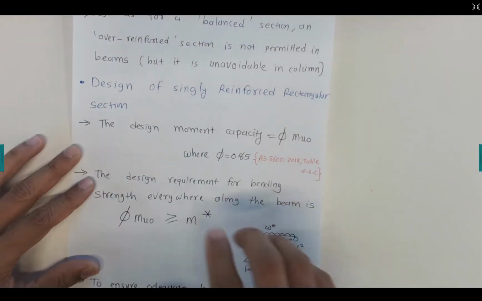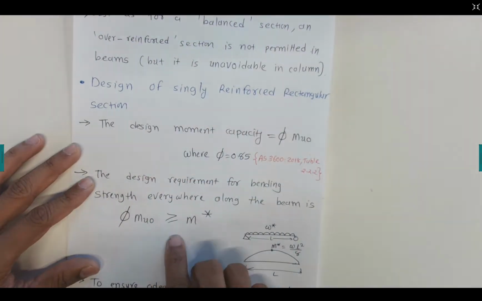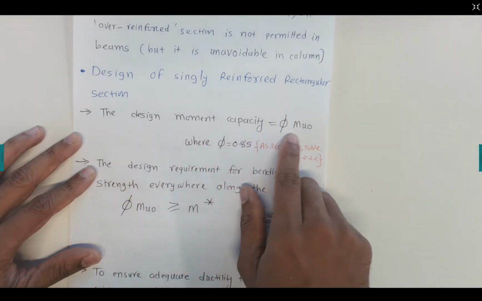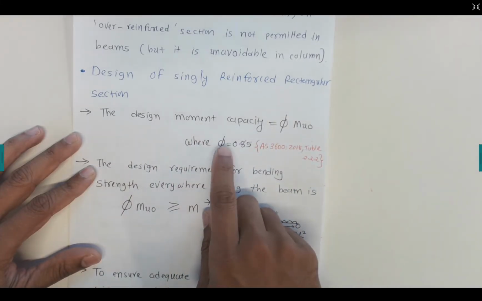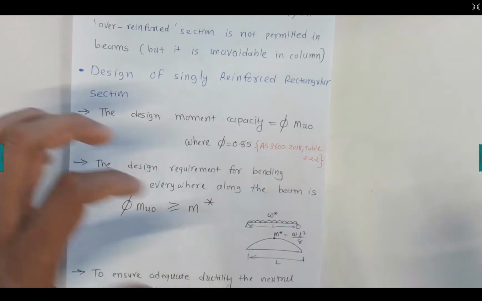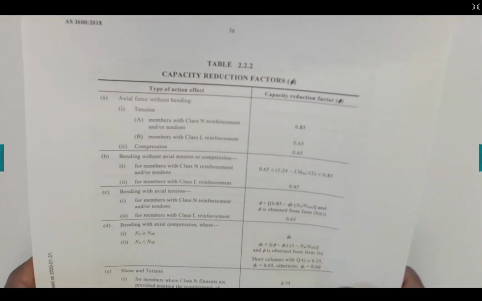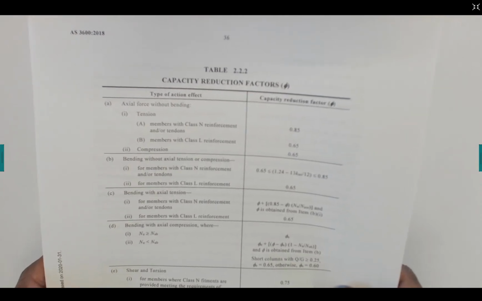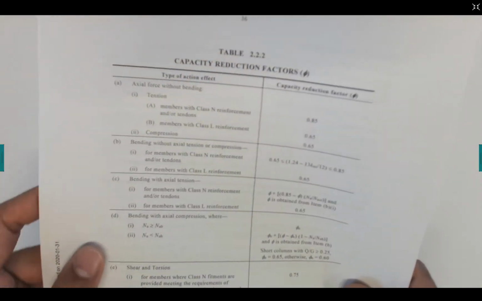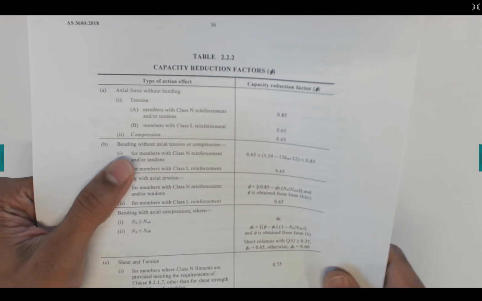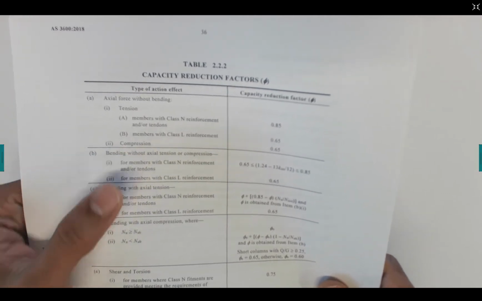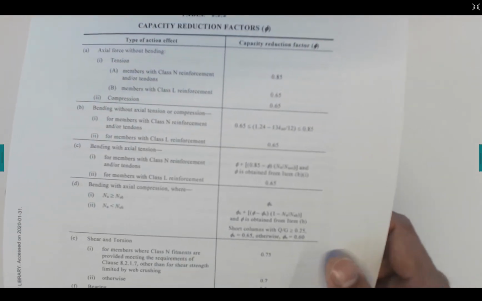Now let's move on to the design of singly reinforced rectangular sections. Now design moment capacity phi Mu, and the capacity factor phi is 0.85. That is given in the Australian standard AS3600 2018 on page number 36. We have bending, Section B, bending without axial compression and tension. In that case we can see that the capacity factor phi is 0.85, that is what we take.